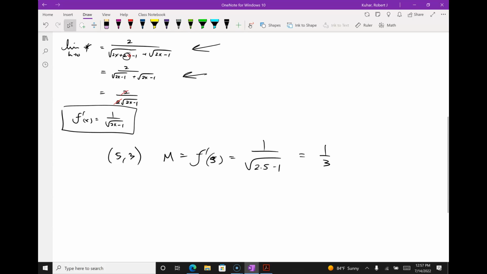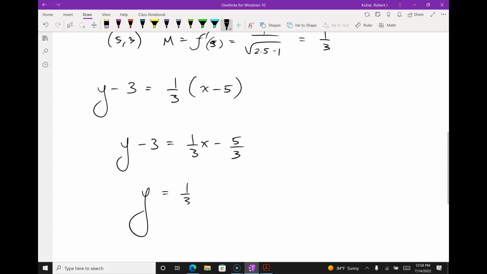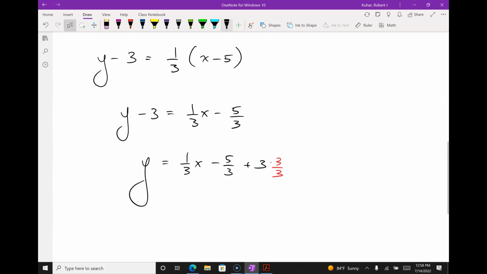And what's our tangent line? y minus what? 3 equals 1/3 times x minus 5. Find your voices, people. So y minus 3 equals 1/3 x minus 5/3. So y equals 1/3 x minus 5/3 plus 3. Of course, 3 is 9/3. So y equals 1/3 x minus 4/3.